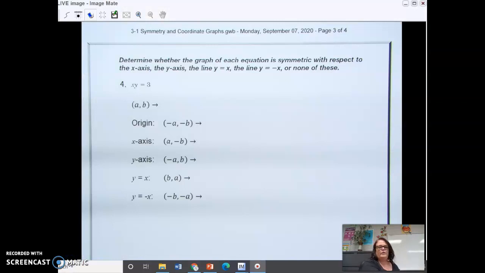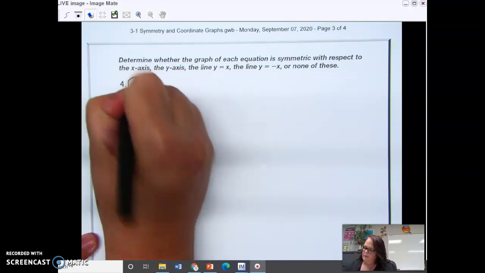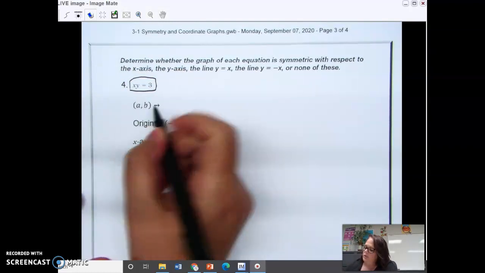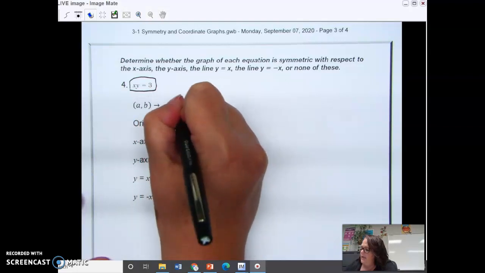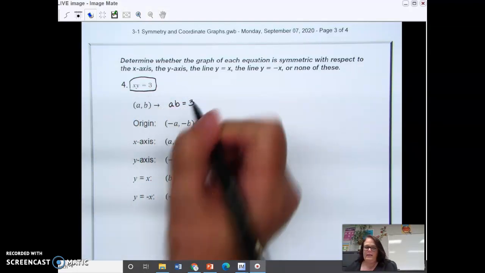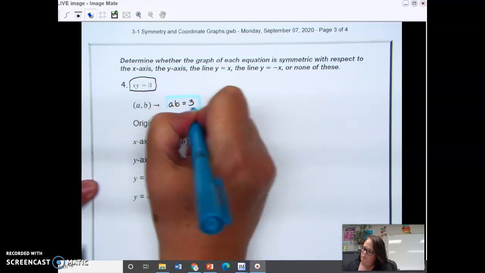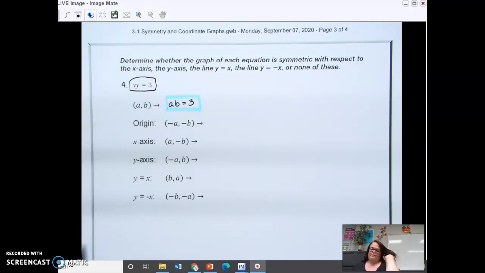All right, for our next equation, we have the equation x times y is equal to 3. And so this is what we're going to be substituting each time. So this is our control. We're saying x is equal to a, y is equal to b, and the equation said that their product is equal to 3. So this is what we're going to be comparing to each time.